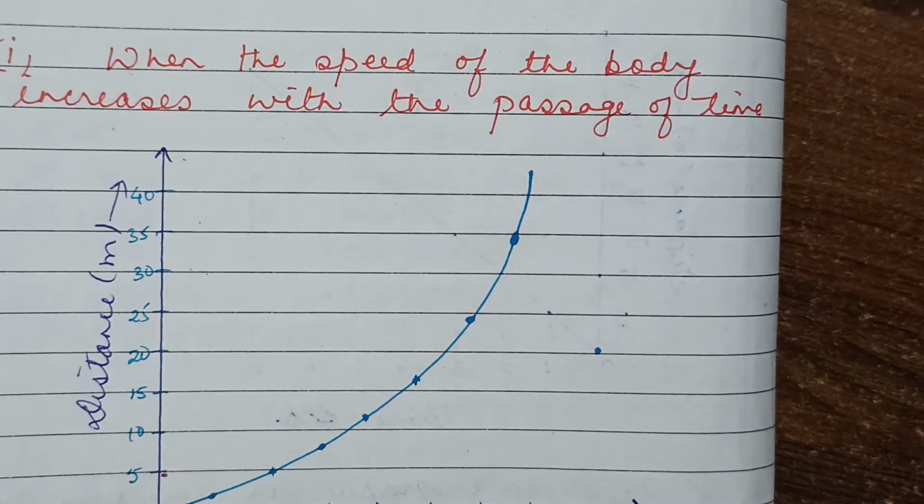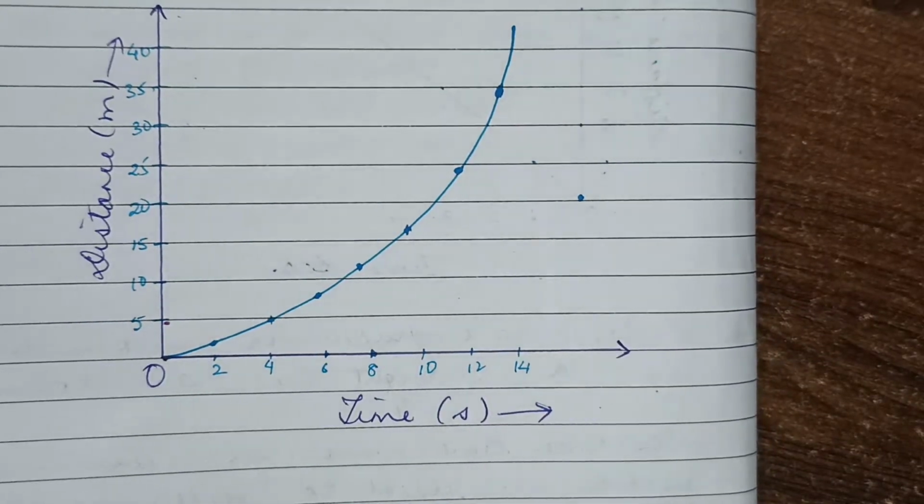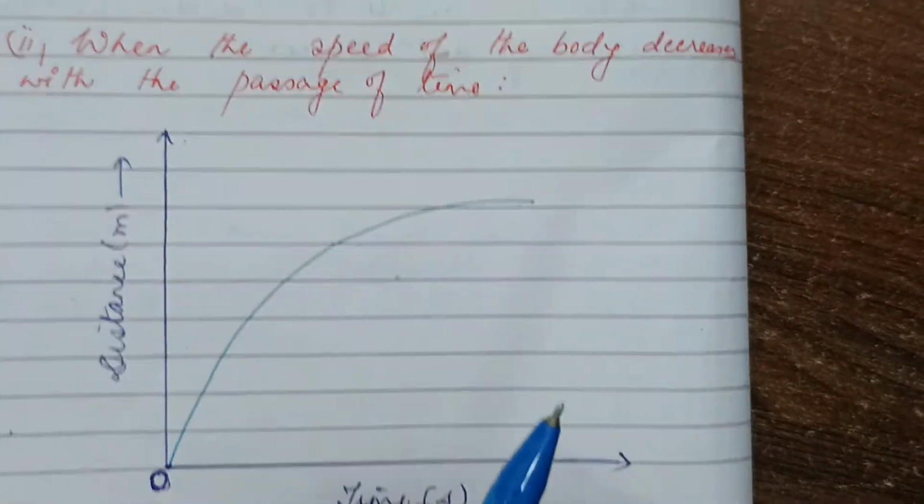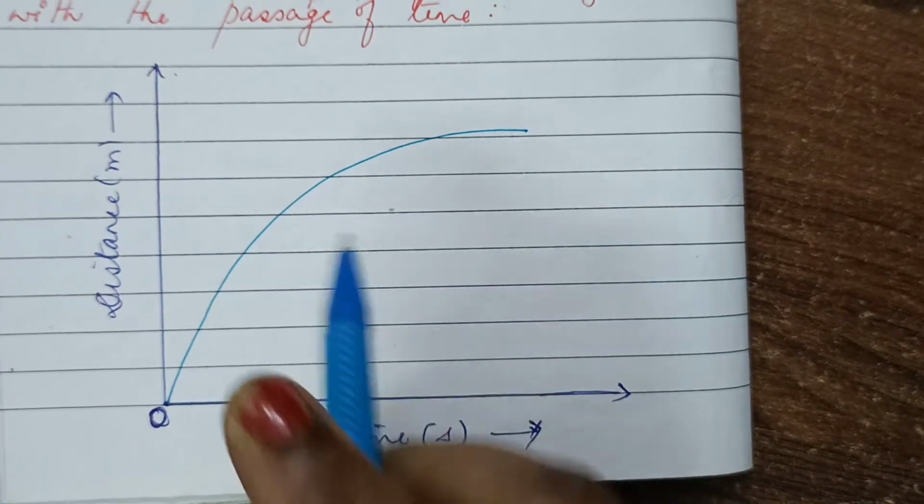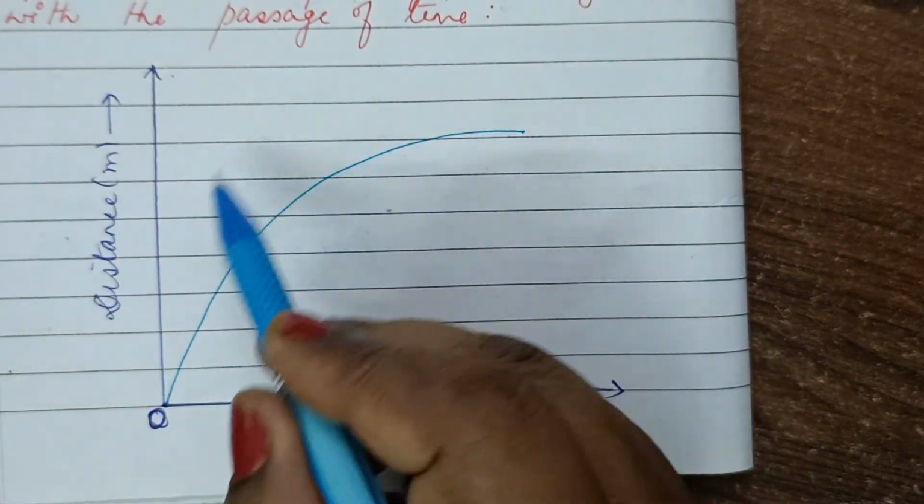Now when the speed of the body decreases with time, in that case we get a graph which is of this type.